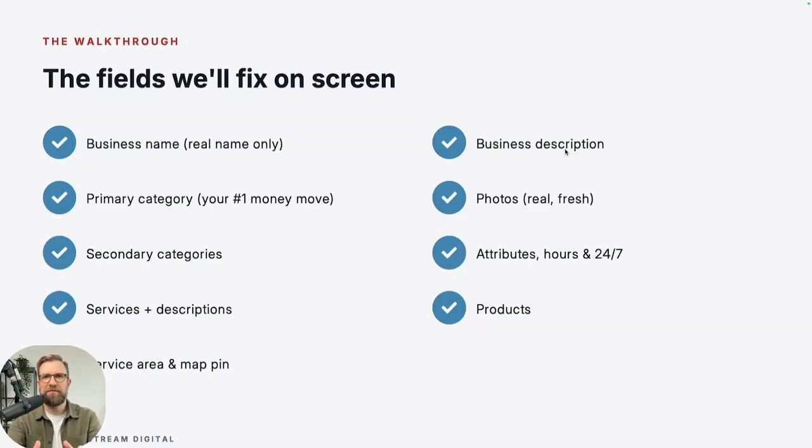Secondary categories, try to fill out all 10 total, 9 additional if you can. Be creative if you can. Focus on what is most relevant. So, most relevant: plumbing, drainage services, gas installation, and then you can go out with kitchen remodeling, bathroom remodeling, etc. on your secondary categories. And your service area and map pin.